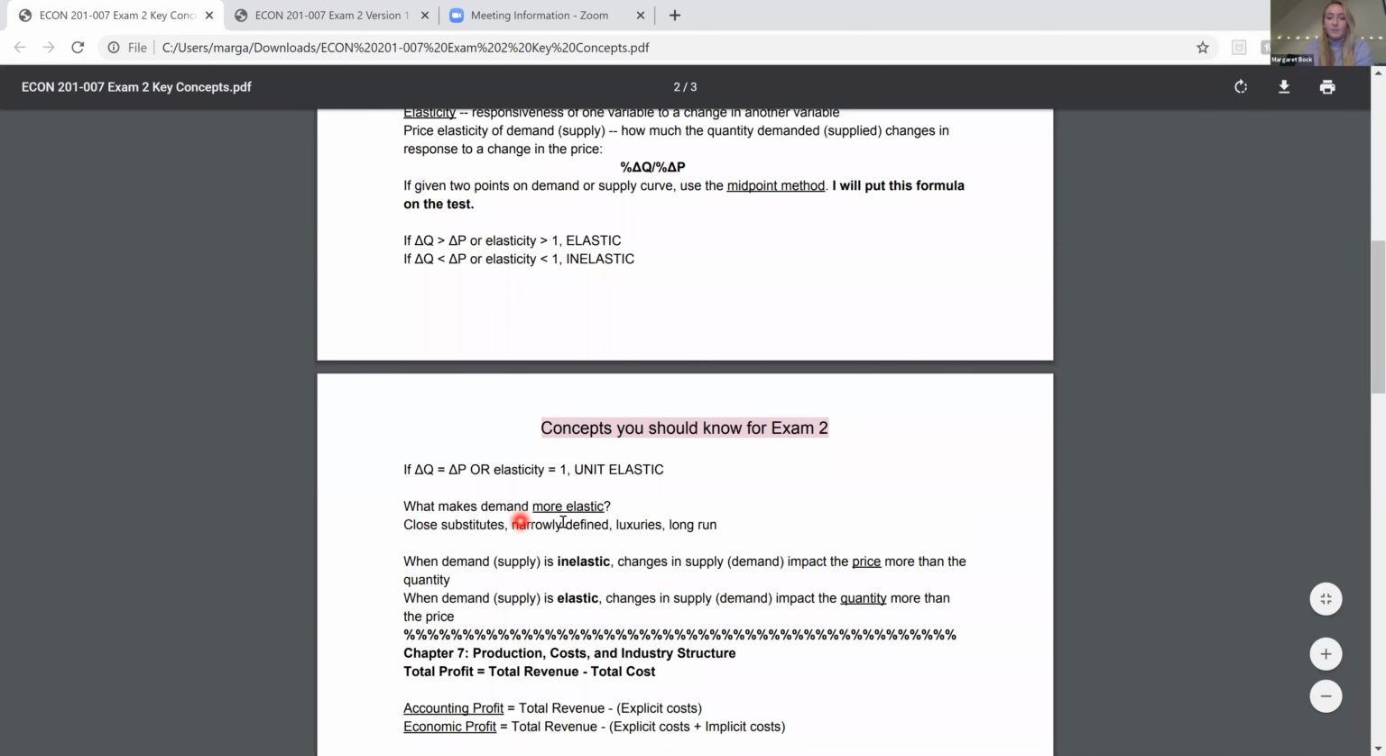so what makes demand more elastic? Close substitutes, narrowly defined luxuries, and long run. So if you need more details about what these mean, I think I have a little chart in the lecture notes that I also put together as well.